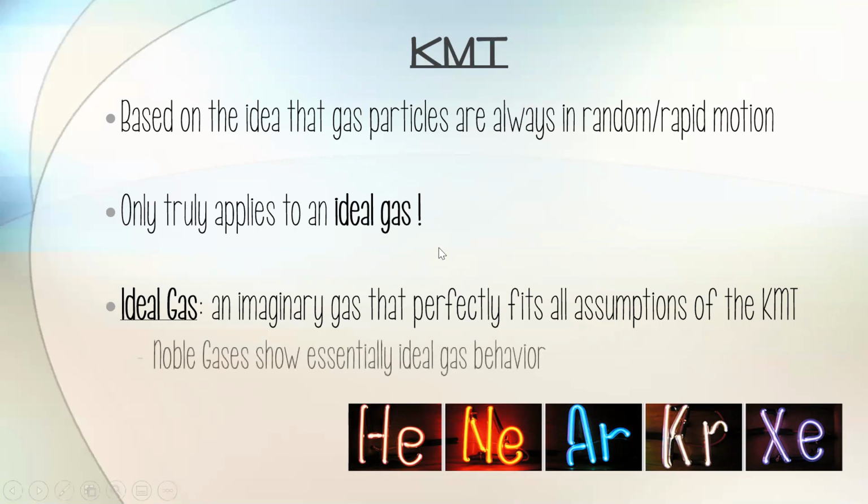Now, we do have some gases that are almost ideal, and those would be the noble gases: helium, neon, argon, krypton, and xenon. They do act as ideally as possible, so we like to think of those when we're talking about the kinetic molecular theory. But truly, in all honesty, if we could say what gas fits every assumption perfectly, there isn't one. It's an ideal gas.